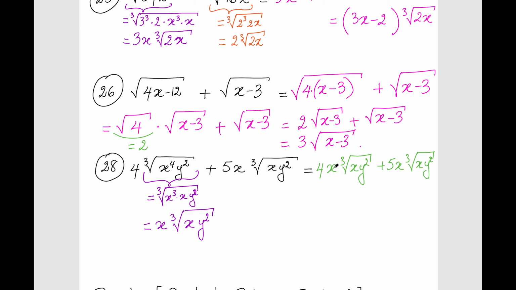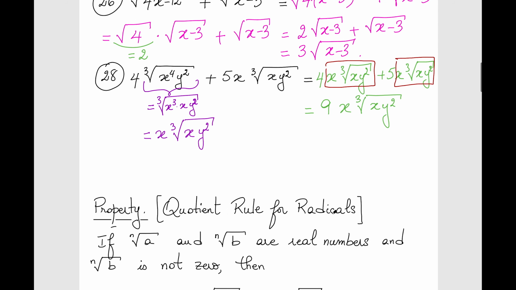All right. And now take a look at this box. This box and this box are the same, aren't they? So think about this box as an image. 4 times this image plus 5 times the same image. How many of the images? 9 of that image, which is x times the cube root of x y squared. Agree? Okay. Property.